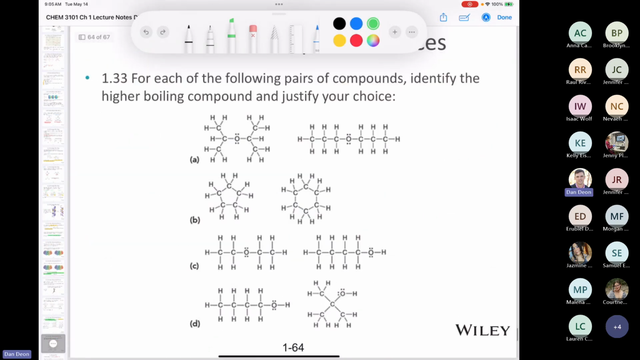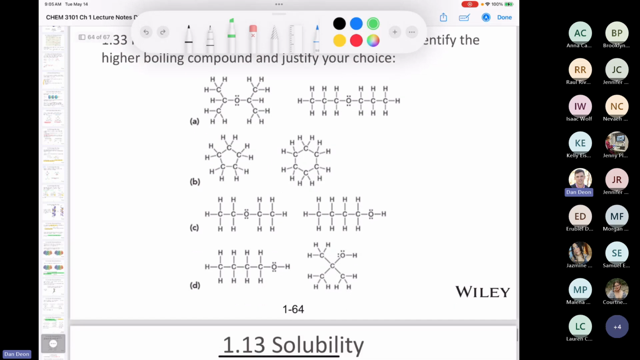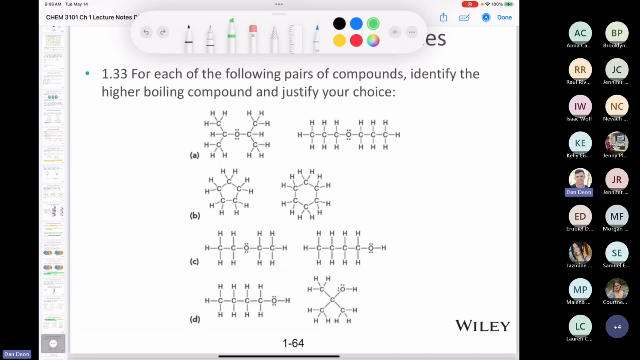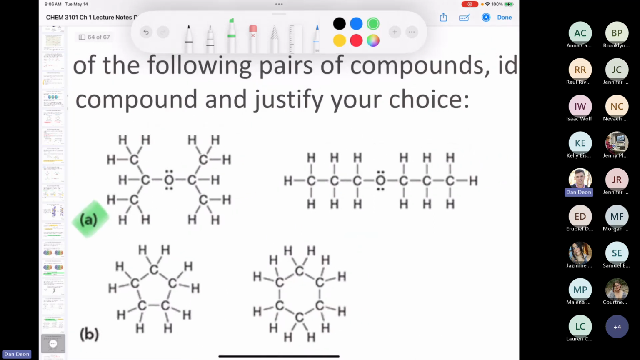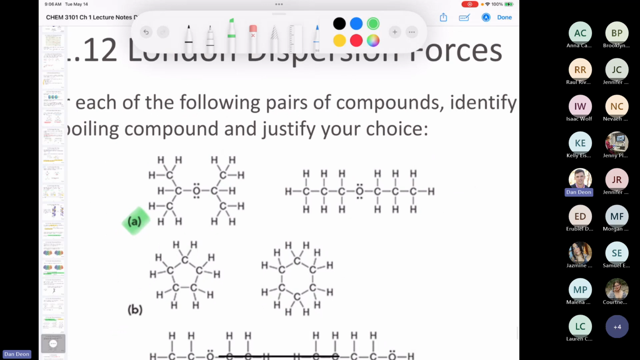All right, so let's see if we can do a question here. It says, for each of the following pairs of compounds, identify the higher boiling compound and justify your choice. So if we take a look at A, we just zoom in a little bit here. Could anybody tell me, will these 2 molecules have hydrogen bonding? Yes or no? Will there be hydrogen bonding for these guys?